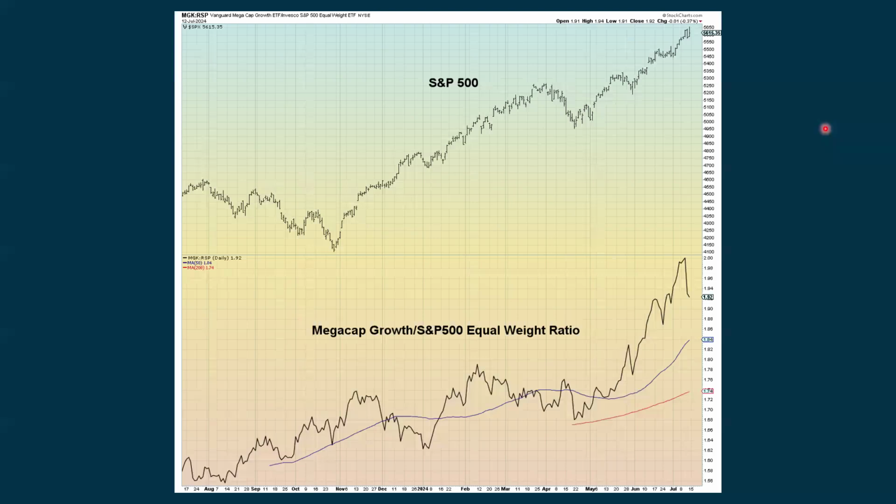And we look at the mega caps. These are the really big stocks. And compared to the equal weight S&P 500, it shows that the mega caps are really outperforming, but did pull back over the last part of the week that we just finished.